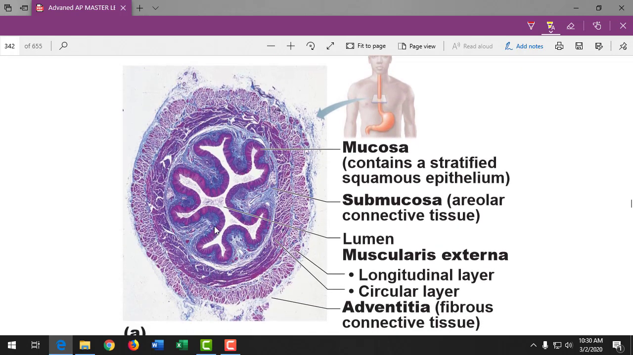So we looked at this in lab. This is the lumen. The esophagus, when it doesn't have food in it, collapses, so it has this kind of squished appearance. The white part is the lumen that's all collapsed because there's no food in it. That's stratified squamous epithelium. And then we have two layers of smooth muscle outside of that, which undergo peristalsis, wave-like contractions to take that food from the top of the esophagus down into the stomach.